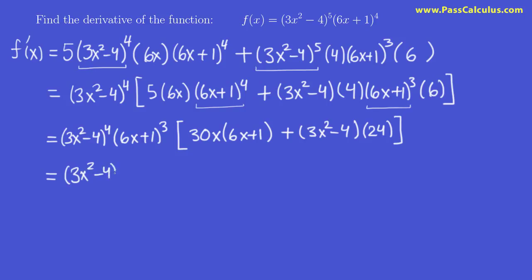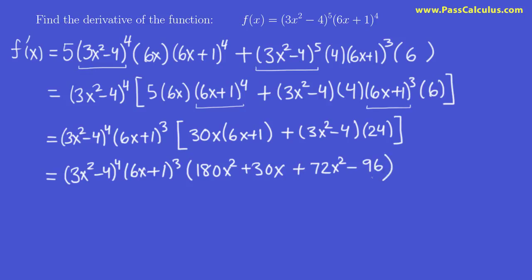Let's multiply out what's inside those square brackets. Why don't I just go back to a normal bracket? 30 times 6 is 180x squared. 30x times 1 is just 30x. 3 times 24 is 72x squared. 4 times 24 is minus 96. And let's see, we can do a little bit of simplifying in those brackets. 180 plus 72, that's 252.